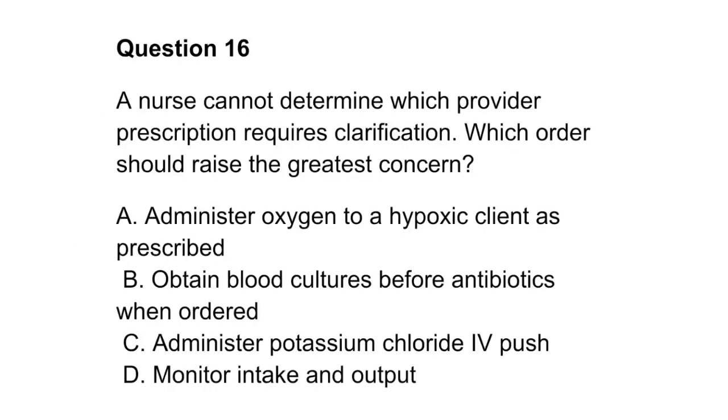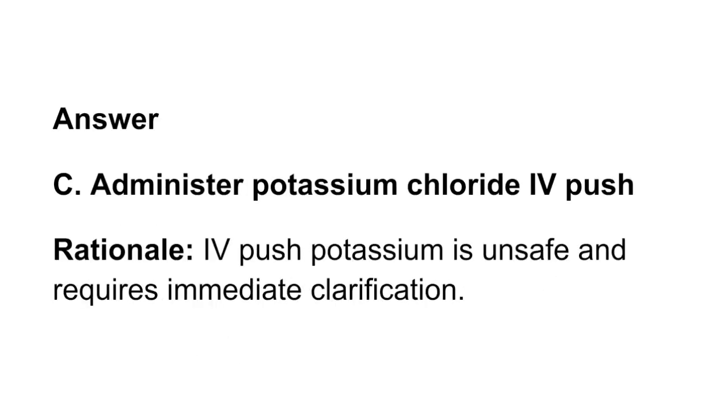Question 16. A nurse cannot determine which provider prescription requires clarification. Which order should raise the greatest concern? A. Administer oxygen to a hypoxic client as prescribed. B. Obtain blood cultures before antibiotics when ordered. C. Administer potassium chloride IV push. D. Monitor intake and output. Answer: C. Administer potassium chloride IV push. Rationale: IV push potassium is unsafe and requires immediate clarification.